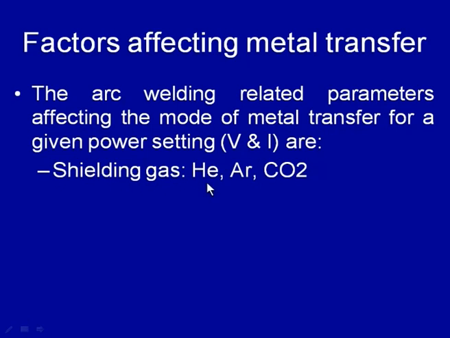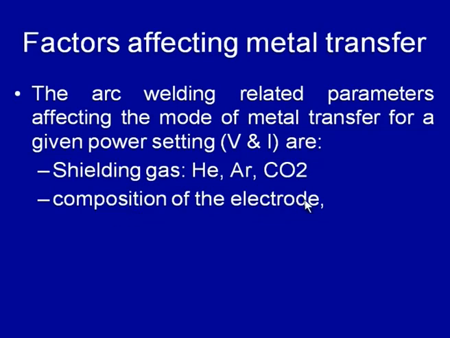Since the type of the shielding gas being used affects the heat generation, and therefore, it affects the melting rate. Because of the difference in the ionization potential of the different shielding gases, under the identical conditions of the welding current and the arc voltage, heat generation is affected, and the heat generation directly affects the rate of melting, which in turn affects the rate at which the molten metal will be transferred from the electrode tip to the weld pool.